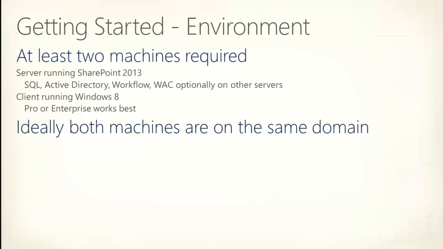How do you get started? Well, you're going to need at least 2 machines, right? So by now you probably know that SharePoint 2013 no longer runs on a desktop OS, client OS. So you can't run it on Windows 7 or Windows 8 directly. So that means you have to have another machine, right? And ideally, these 2 machines are on the same domain for authentication. We'll talk about why. And you need this client running Pro or Enterprise, and that's really just to help with authentication, but it's not required. So you'll have a SharePoint machine, with maybe multiple SharePoint machines, with SQL, Active Directory, the things you want, workflow, however you want to split it out, right? And then you'll have a client running Windows 8.